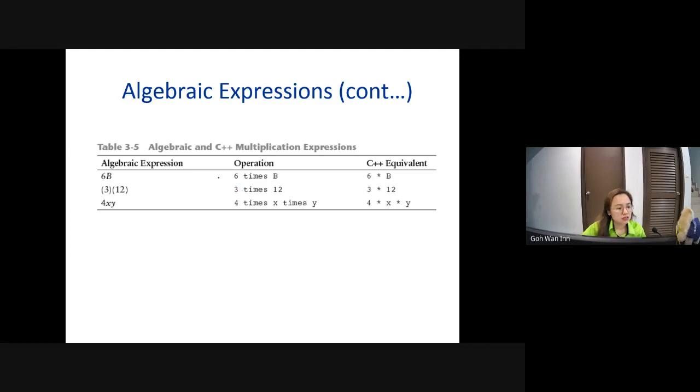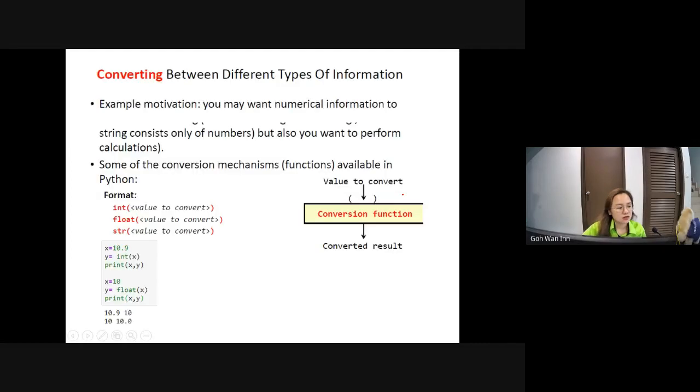So this is again a repeat. 6b is 6 times b, so you write it like this. 3 12 is 3 multiplication 12. 4xy, you need to write 4 times x times y. Okay, this is it. And then you can convert it.